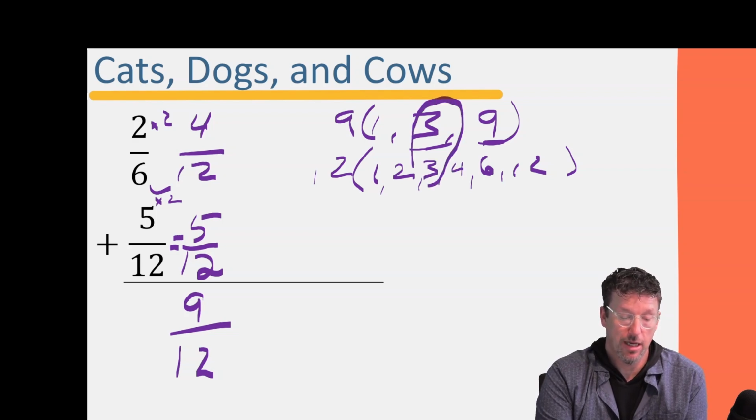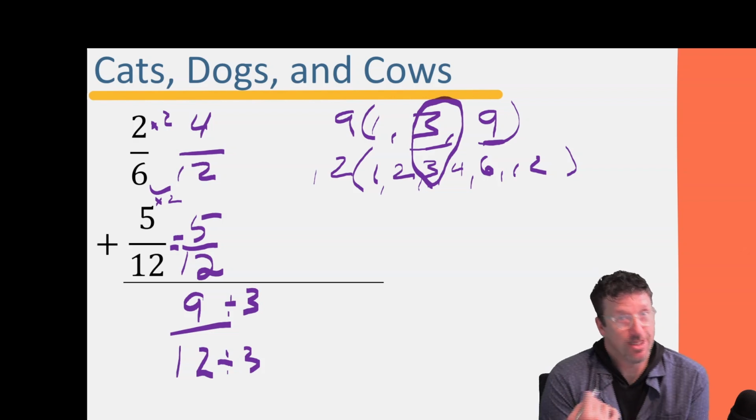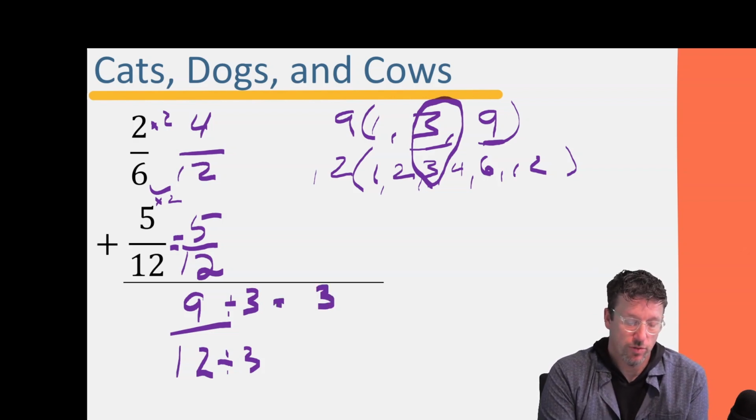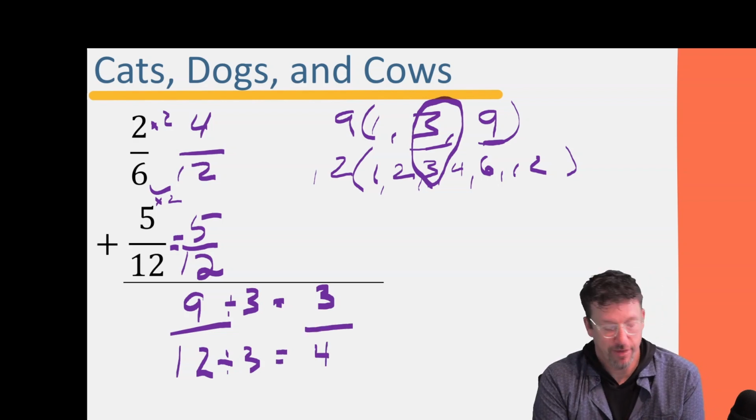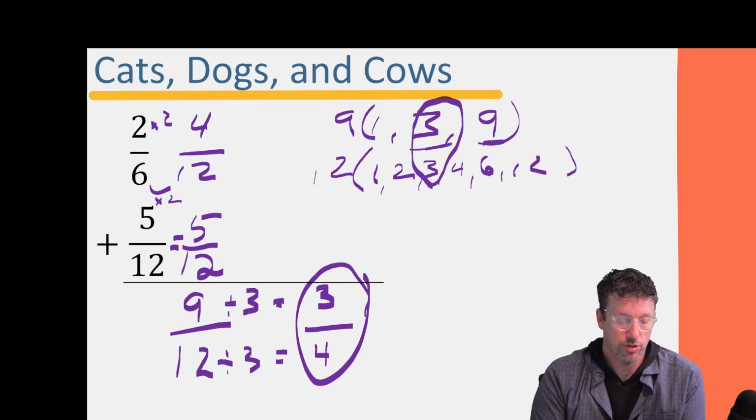Uh-oh, I see a common factor. So let's divide them both by 3, because that factor will go into both of them. That's what makes them common. 9 divided by 3 equals 3. 12 divided by 3 equals 4. Now we've got our fraction terms. So 2/6 plus 5/12 equals 3/4.